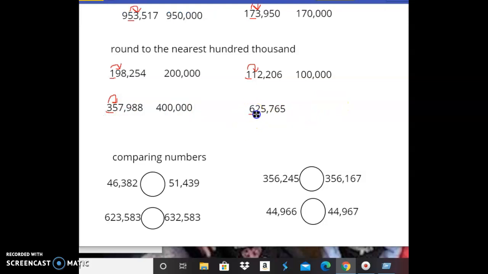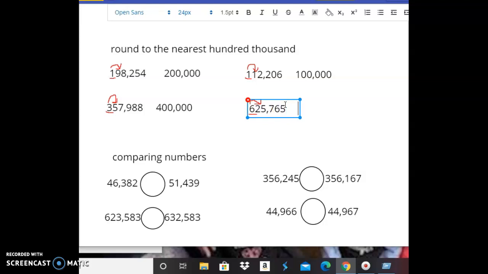The 6 is in the 100,000s place. We're going to go to the digit to the right, which is a 2. So since that 2 is 4 or less, we're going to let that 6 rest and stay the same. And then everything else to the right becomes a 0.